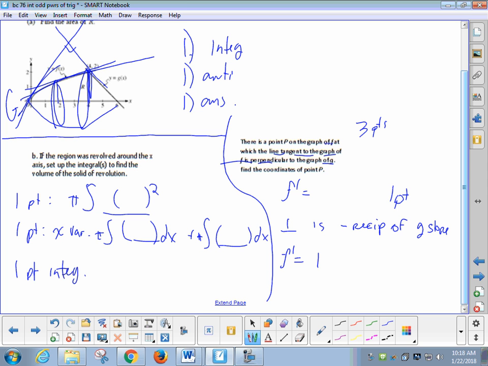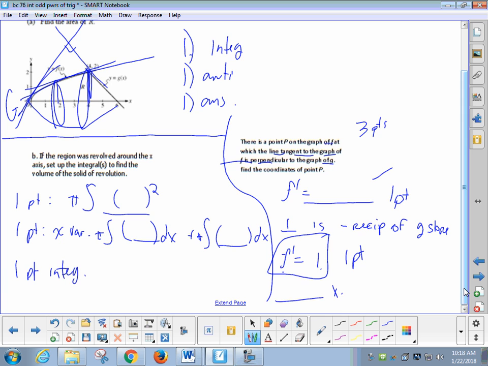Okay, by the way, if you found the derivative of f, that was 1 point. If you just wrote, I need to set the derivative of f equal to 1, that was 1 point. I haven't even done the problem yet, and I've already earned 2 points. Actually, I would have named the derivative. And then solve for x.